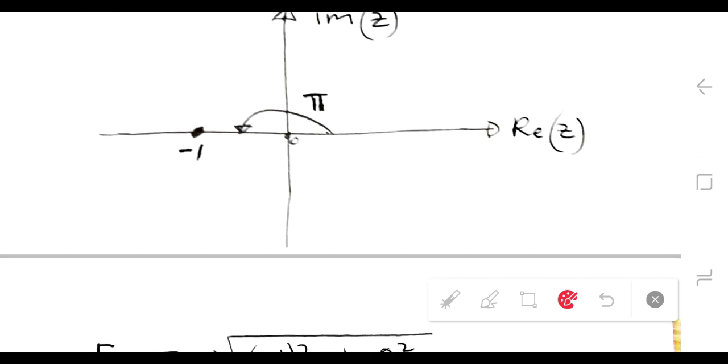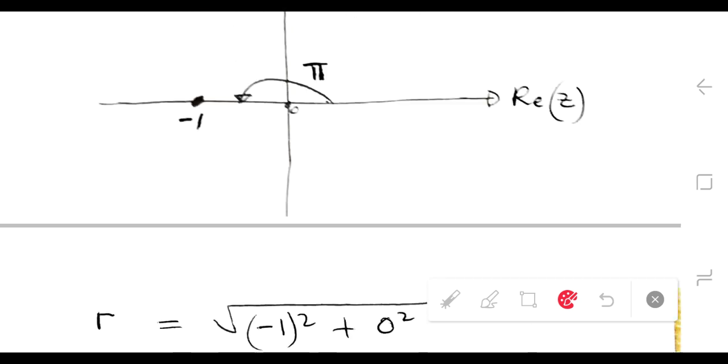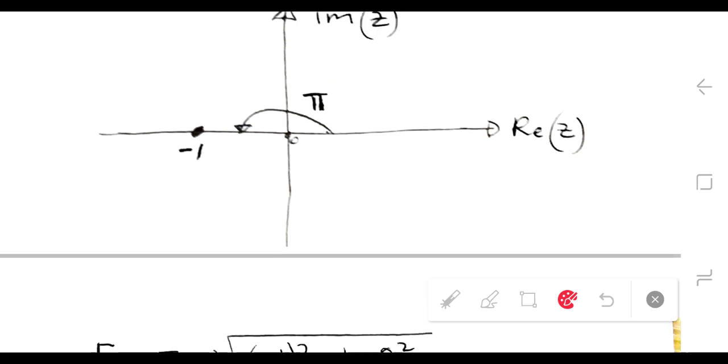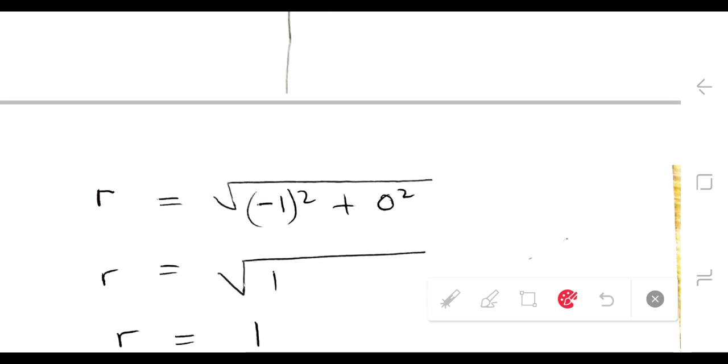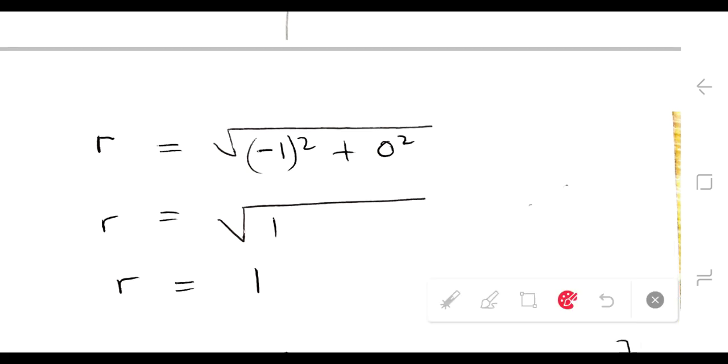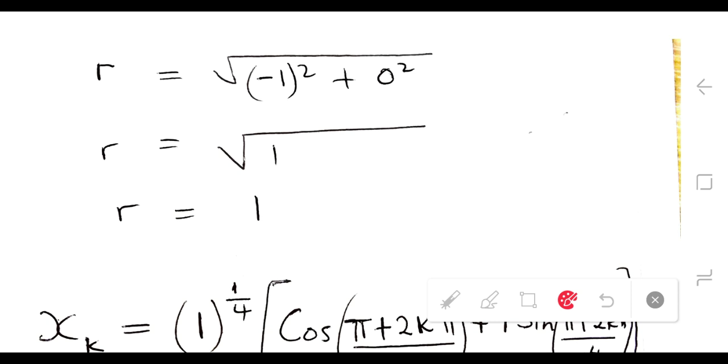From there we want to find r. We always know that r is the square root of this component squared plus this component squared. So r is equal to the square root of the real component squared plus the complex component squared. If you square root it, we are going to get 1. So that will be our r, the radius.